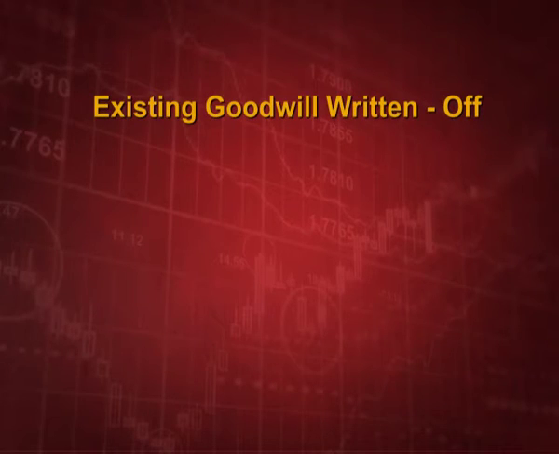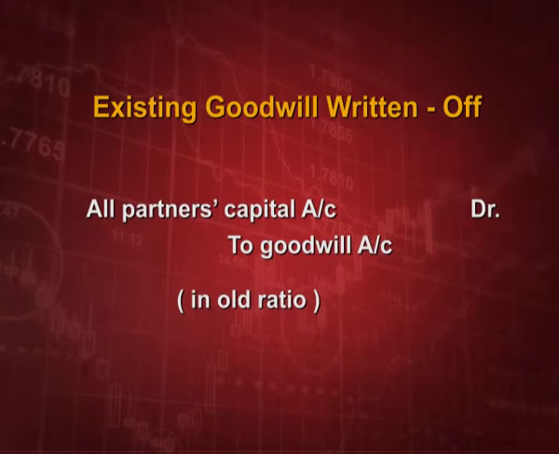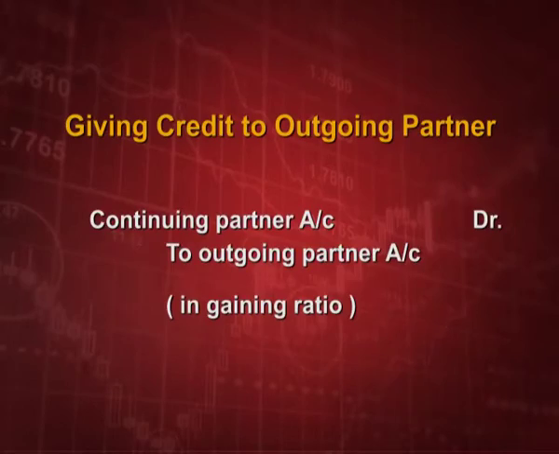Now, we come to the entries part. If the existing goodwill is written off, the entry will be all partners' capital accounts debit to goodwill account in old ratio, because this goodwill was shared by all the old partners. So, they will write off the existing goodwill in the old ratio. Now, giving credit to the outgoing partner for the share of goodwill, we will debit the continuing partners' accounts and credit the retiring or deceased partner's account in the gaining ratio.